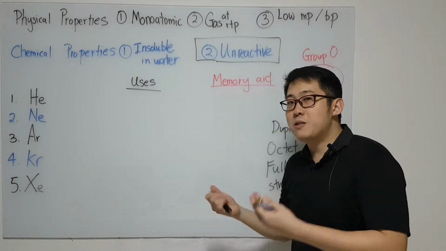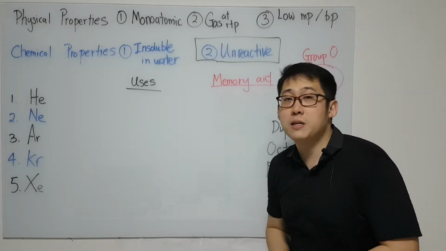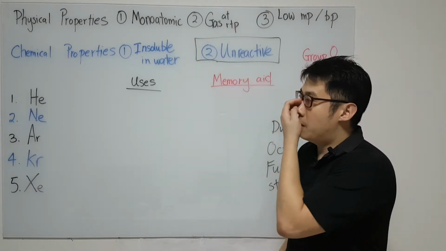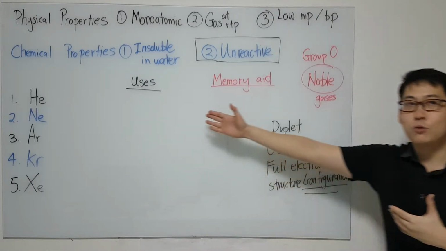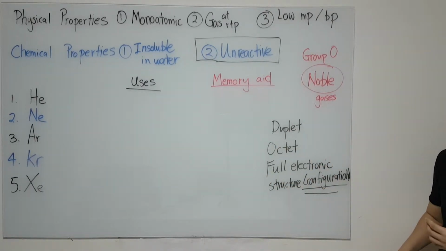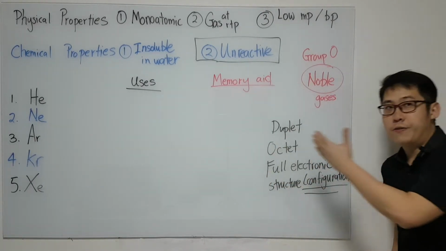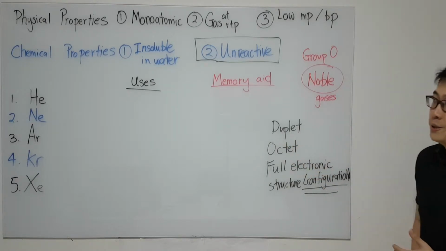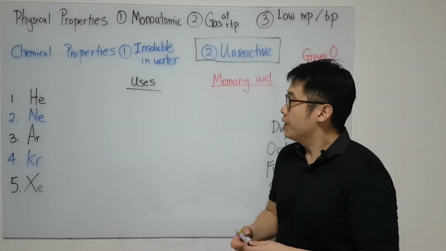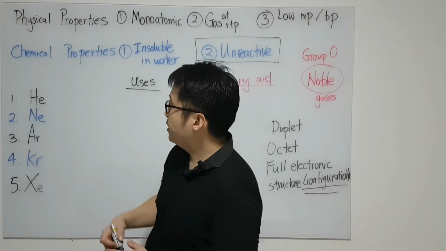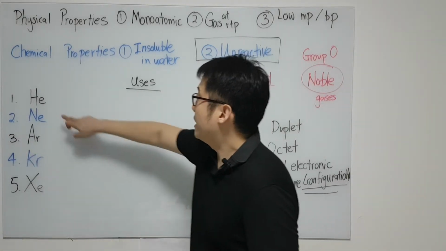Now, in this very simple chapter, all you need to do is just remember some of these physical properties and chemical properties, and it will be very important for you guys to also remember the uses of the various noble gases. So, I'm going to share with you how to remember some of them, okay? So in this case, one way to remember is helium.